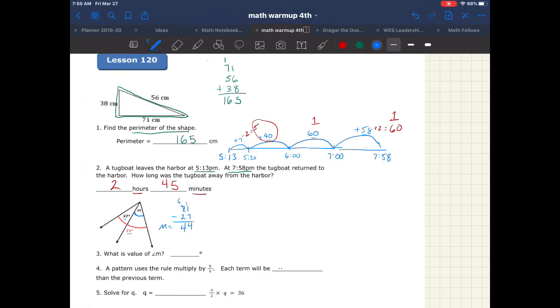I'll check it with some addition. If angle M was 44 degrees and that other angle is 27 degrees, then it looks like the whole thing is 71 degrees, which is, again, what I wanted. So 44 degrees for angle M.